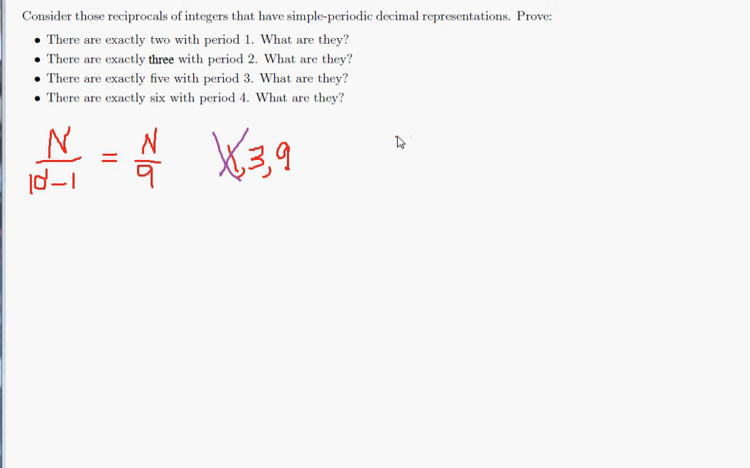So if I have 1 over 9, that is equal to 0.1 bar. And 1 over 3 is equal to 3/9, and that's equal to 0.3 bar. And so that's a proof that 1/9 and 1/3 are the only two reciprocals that have a single periodic decimal representation when the period is exactly equal to 1. So the numbers are 3 and 9.